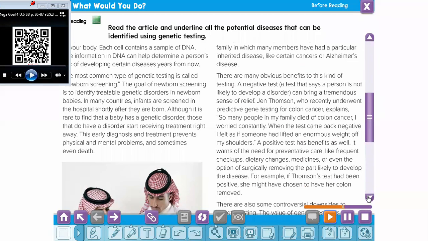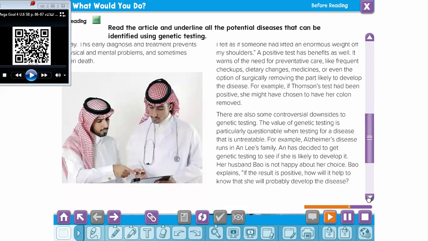A positive test has benefits as well. It warns of the need for preventative care, like frequent checkups, dietary changes, medicines, or even the option of surgically removing the part likely to develop the disease. For example, if Thompson's test had been positive, she might have chosen to have her colon removed. There are also some controversial downsides to genetic testing. The value of genetic testing is particularly questionable when testing for a disease that is untreatable. For example, Alzheimer's disease runs in An Lee's family. An has decided to get genetic testing to see if she is likely to develop it. But her husband Bao is not happy about her choice. Bao explains, "If the result is positive, how will it help to know that she will probably develop the disease?"